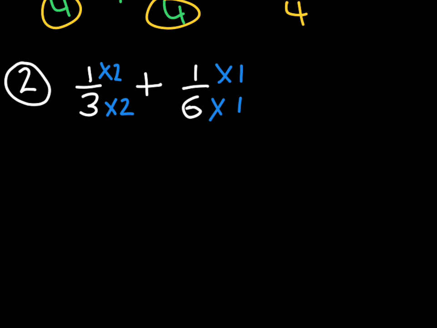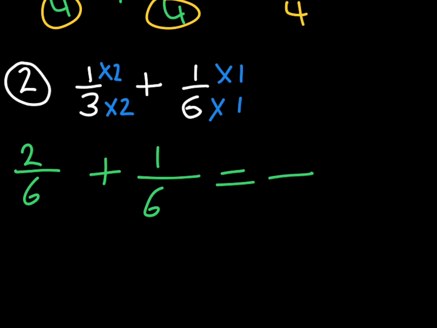So we can carry on now. 2 times 1 gives us 2. This is now over 2 times 3, which is 6. We plus, as the question told us to plus, 1 times 1 is 1, over 6 times 1, which is 6. So both our denominators are the same, which means that we can now add the numerators.